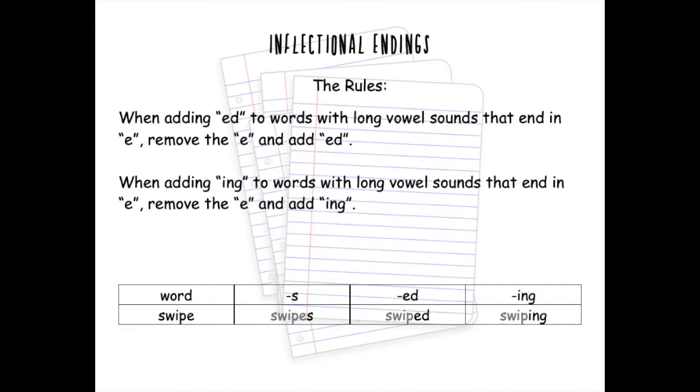To add ed to the word swipe, to make the word swiped, we remove the E from swipe and add ed. So swiped is spelled S-W-I-P-E-D. To add ing to the word swipe, to make swiping, we remove the E at the end of the word swipe and add ing. So swiping is spelled S-W-I-P-I-N-G.